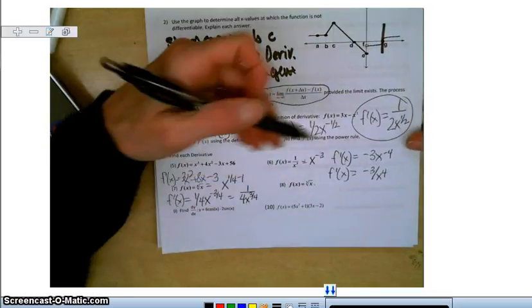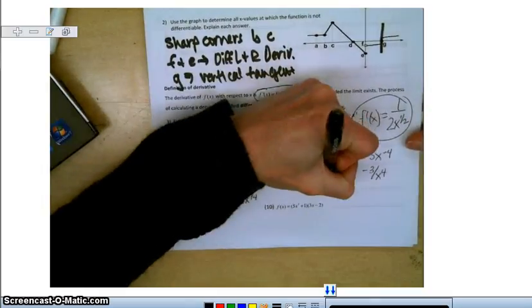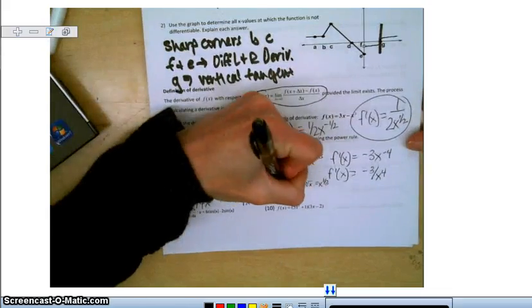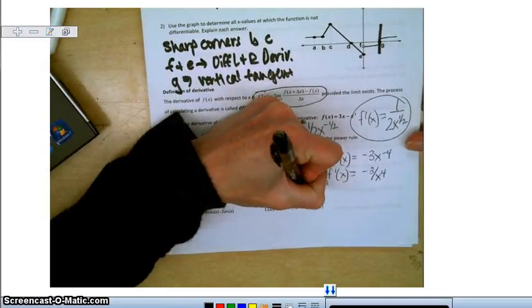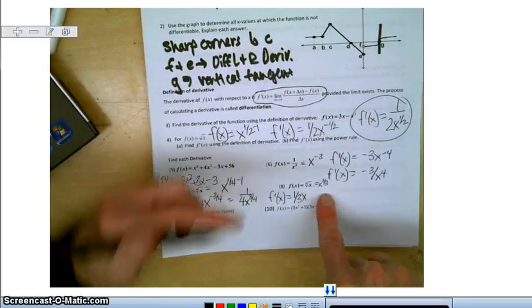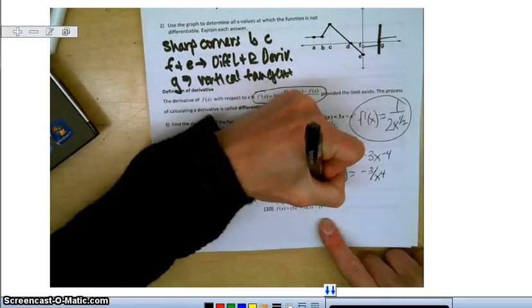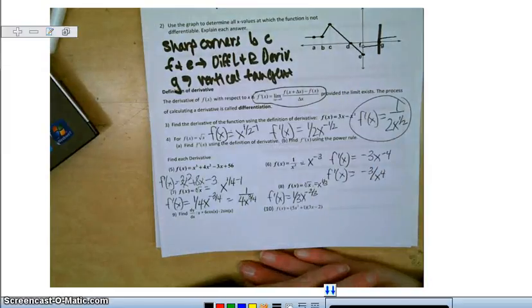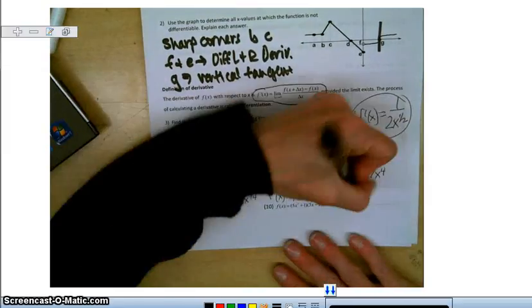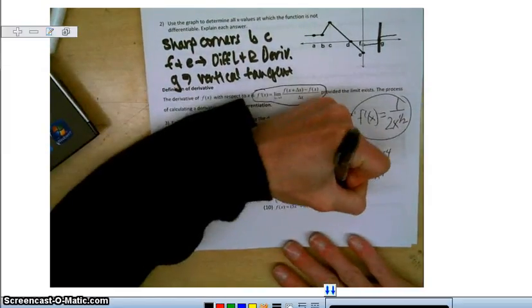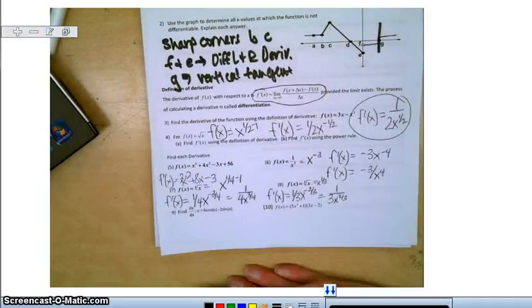So number 8, we're going to write it as x to the 1/3. We're going to multiply by the 1/3 power to take the derivative and subtract 1 from the exponent, so it becomes negative 2/3. So now when I rewrite that, that negative power goes on the bottom with the 3 and becomes a positive 2/3 power, and I just leave it like that.